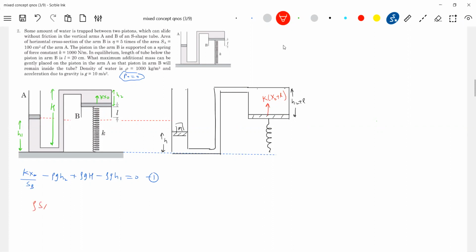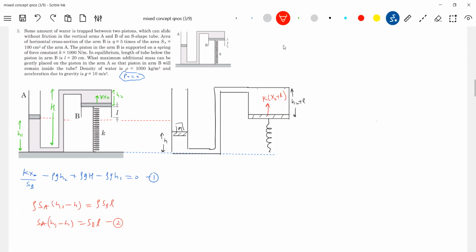So rho SA (H1 minus H) should be equal to rho SB into L, or SA (H1 minus H) equals SB L. Keep it. The decrease in volume of liquid in column A should be equal to the increase in volume of liquid in column B. I can't write so much, so I'm just explaining it. Comparing, the volume of liquid should be conserved here.